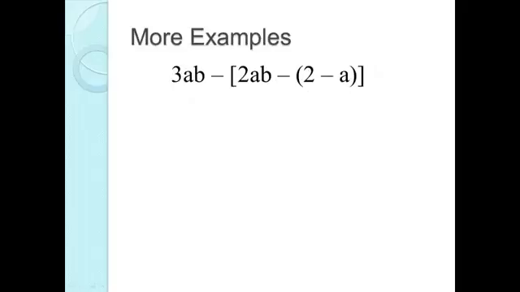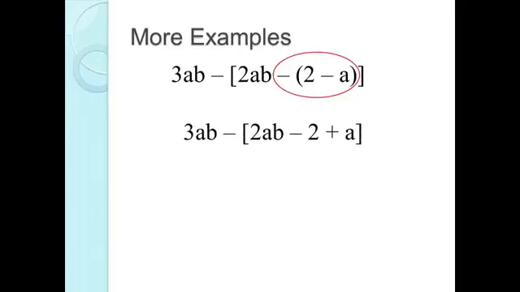In this example, we have both brackets and parentheses. We will start with the innermost set, which is the parentheses. With this set of parentheses, it looks as if we have nothing to distribute, but remember we can treat the negative outside the parentheses as if you were distributing a negative 1. Negative 1 times 2 is negative 2, and negative 1 times negative a is positive a.